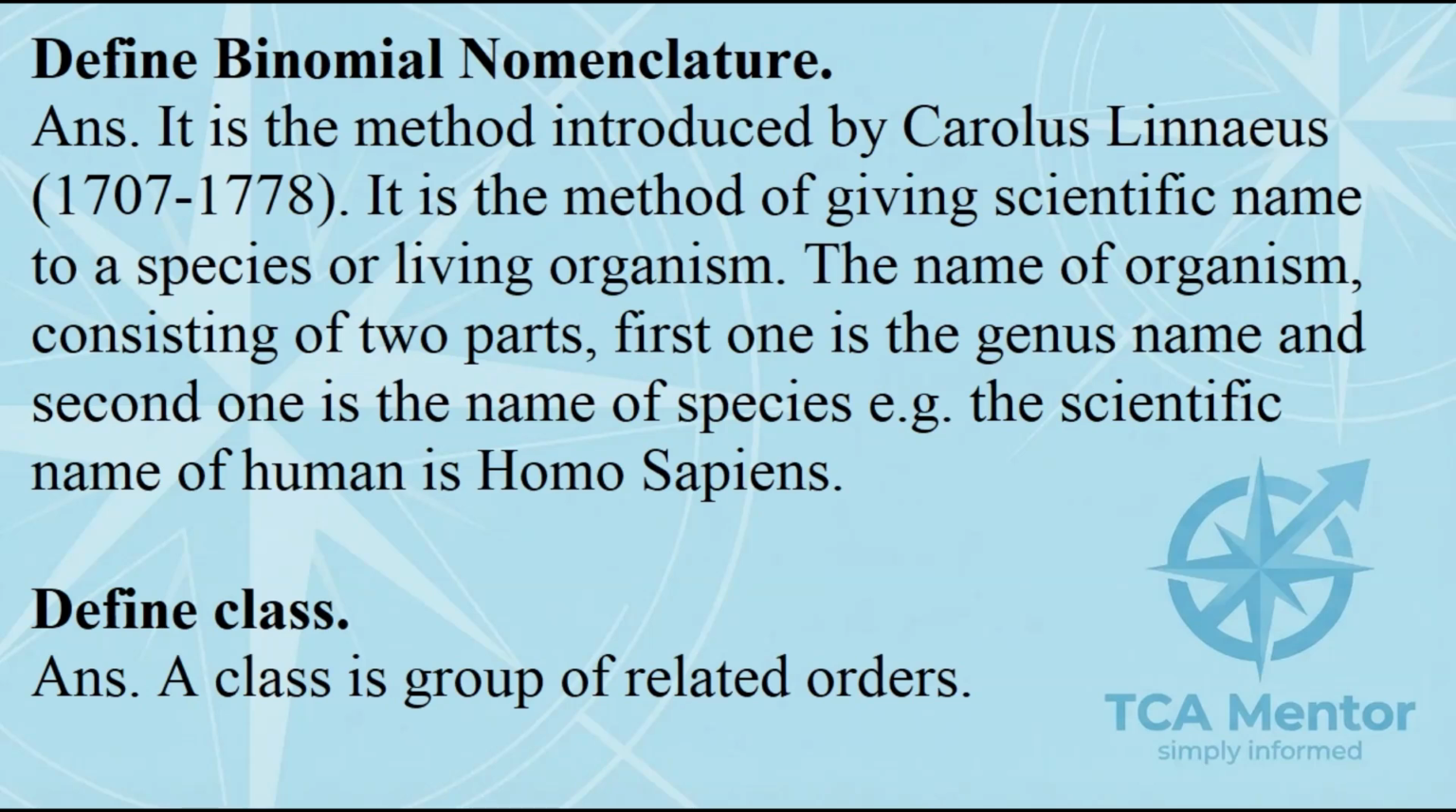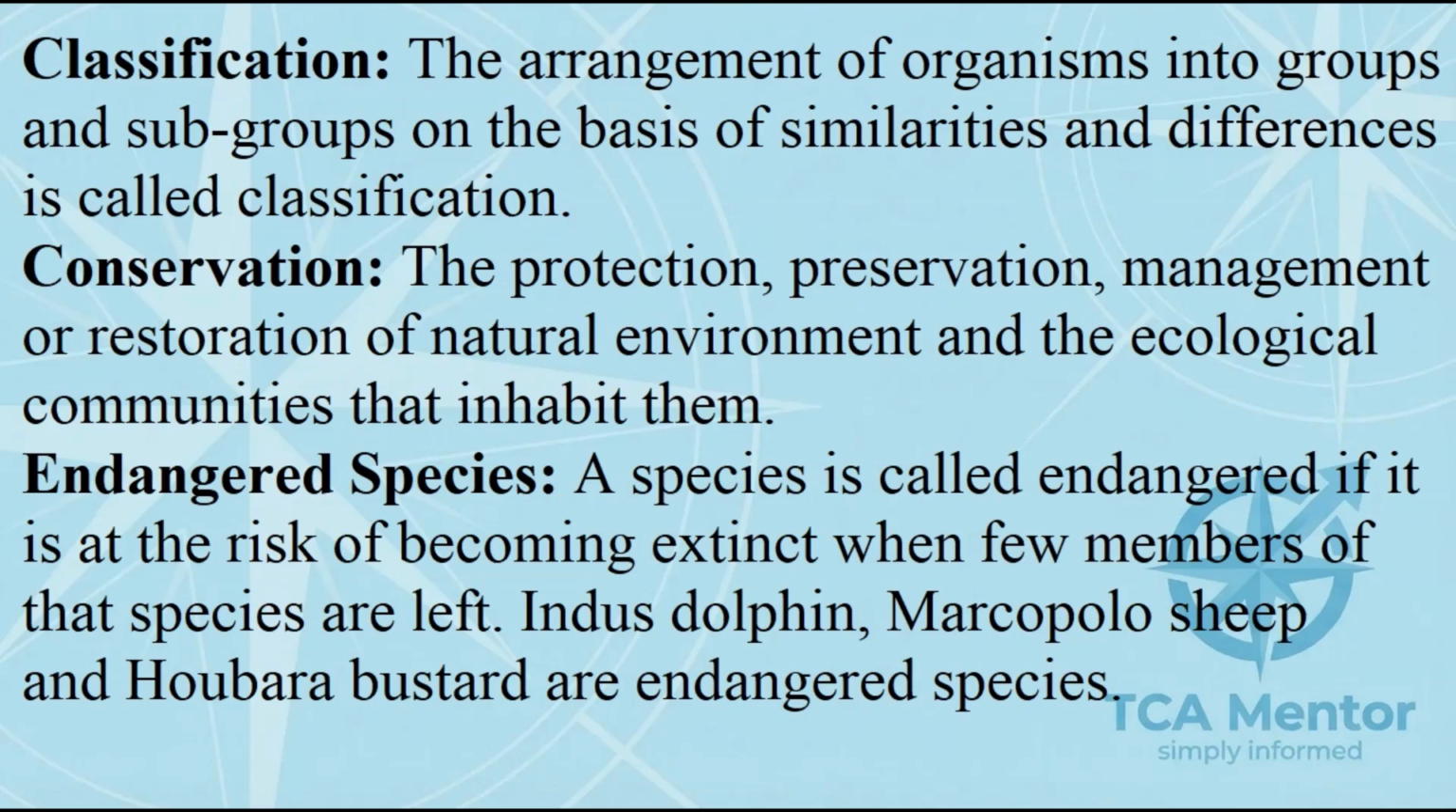Define class. ANS. A class is group of related orders. Classification. ANS. The arrangement of organisms into groups and subgroups on the basis of similarities and differences is called classification. Conservation. ANS. The protection, preservation, management, or restoration of natural environment and the ecological communities that inhabit them.